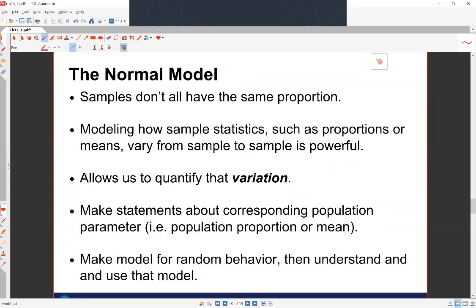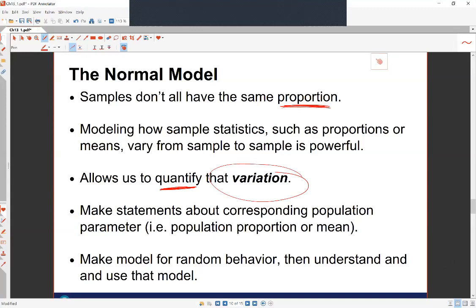So the normal model that we've spent a lot of time talking about, we are going to apply the normal model to that. Now, what does the normal model say? If the sample proportion follows a normal model, that tells you that samples are going to differ from one another, and they will not all have the same value for the proportion. There's going to be variability from one sample to the next. But using the normal model, that allows us to quantify how much variation there is.